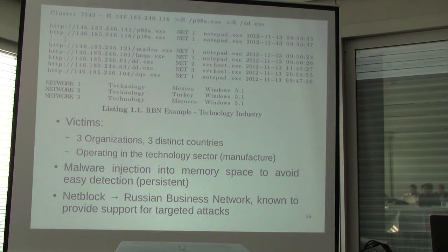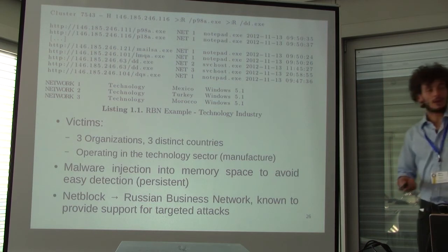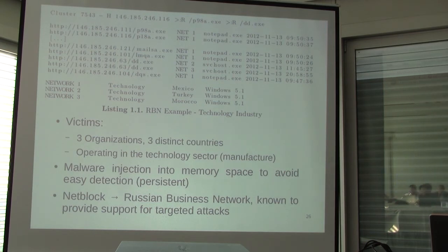And if you look instead at the IP addresses here, they all belong to a net block that itself belongs to what is called the RBN. I don't know if you're aware of this. It's the Russian Business Network. So it's a network that is owned by some criminals that are known to provide support for targeted attacks. So you can basically rent the network and use it to deliver, so you have all the infrastructure ready for you for hosting malware or C&C servers, whatever. And here they were targeting three different manufacturing companies in these three countries.